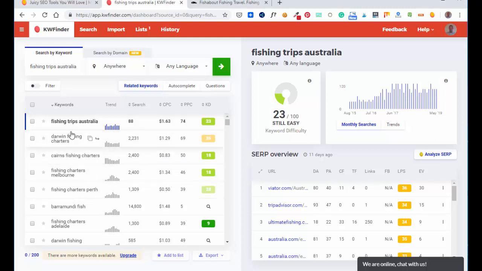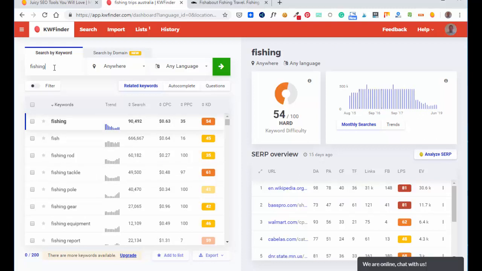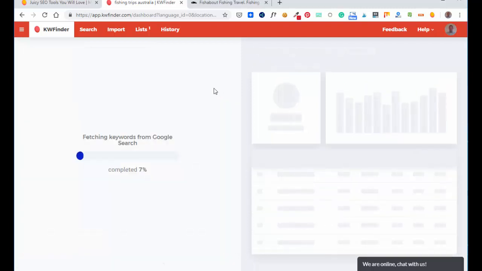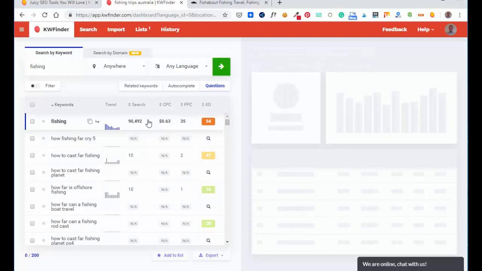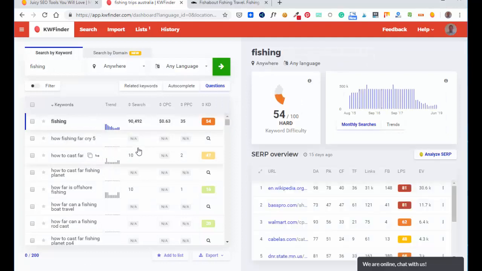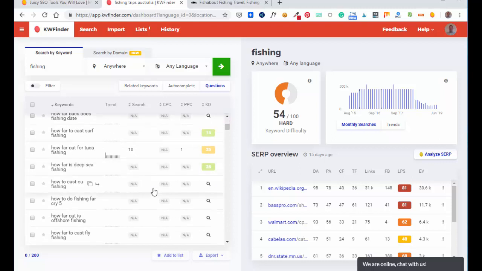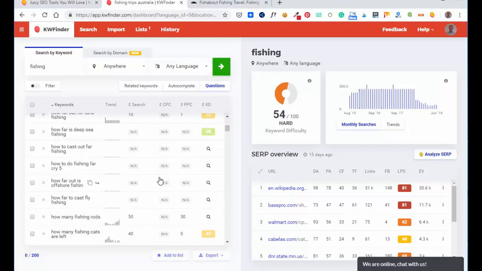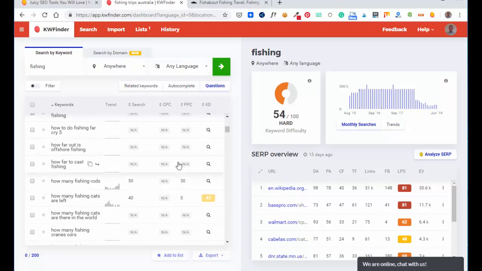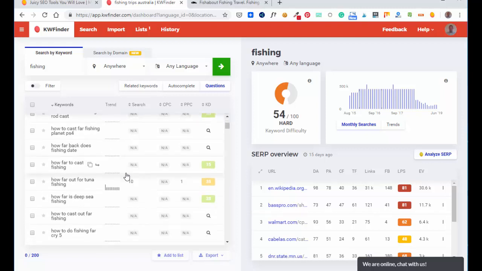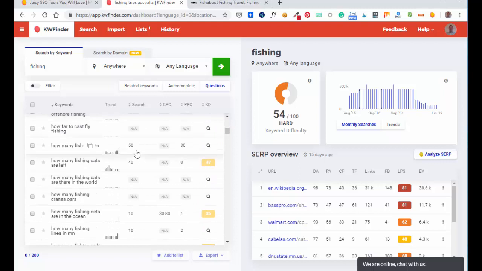What Alf can also do is check other ideas. So Alf is just changing things up a little. He's put fishing as the keyword, and now he's going to research what type of questions people are actually typing into the search engines. So KWFinder goes away and checks what sort of things people are putting into Google search as a question. So how far is deep sea fishing? How far to cast fly fishing? And that also gives him the search volume. How many fishing rods? How many fishing cats are left?